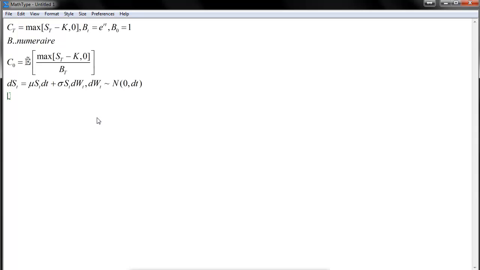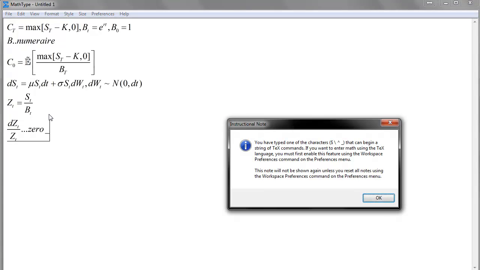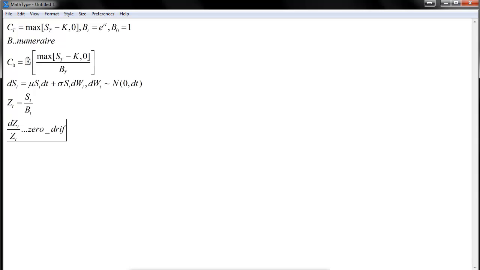zero drift. Okay, so it is important that I define a new process Z, Z_T, which is equal to S_T with respect to B_T. Okay, and what we want is that dZ_T with respect to Z_T has zero drift. Okay, this is actually what we want.